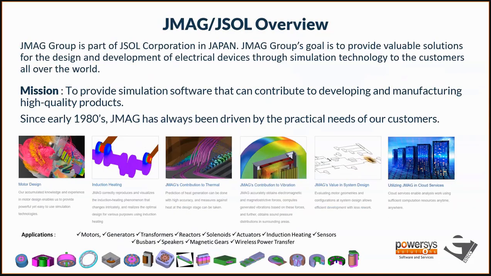To quickly give an introduction of JMAG as well, JMAG Group is part of JSOL Corporation, and they are headquartered in Japan. They have been established for a while now, since 1980, and it's driven by the practical needs of customers in the field of electromagnetic analysis. The tool itself is tailored and built around electric machines, but there's a lot of application needs that it can meet. Here's a quick short list of applications at the bottom here: motors, generators, transformers, actuators, induction heating, wireless power transfer, etc.